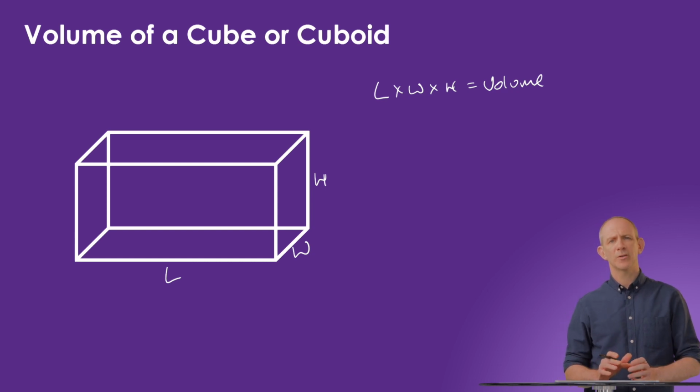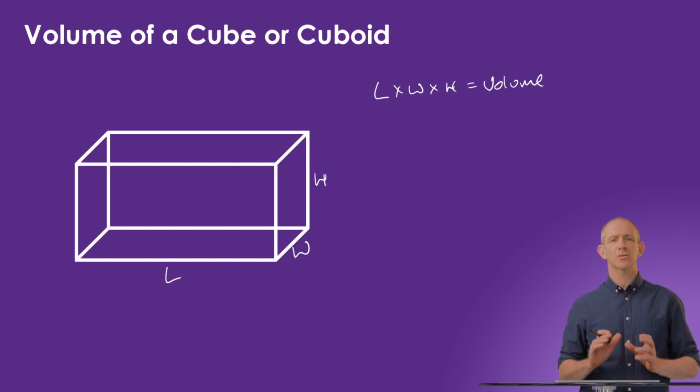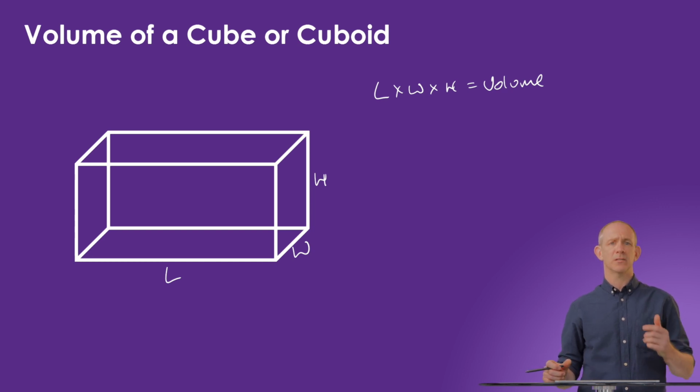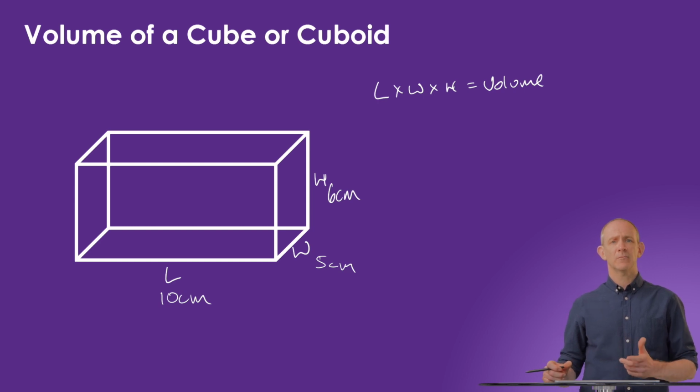Remember, a cuboid is made up of rectangles and possibly squares, whereas cubes are constructed solely of squares, meaning all the edges have the same length. It's important to remember this if they ask you to calculate for a cube and then only give you one of those dimensions. So if we were to say that the length of this cuboid is 10 centimeters, the width is 5 centimeters, and the height is 6 centimeters, we could calculate the volume by doing 10 times 5 times 6, which will equal the volume of 300.